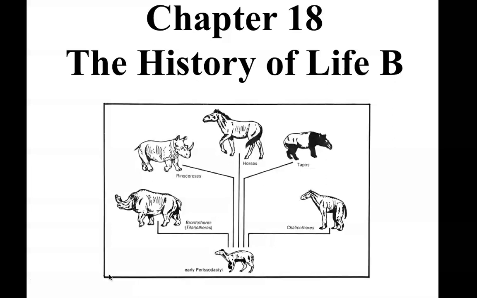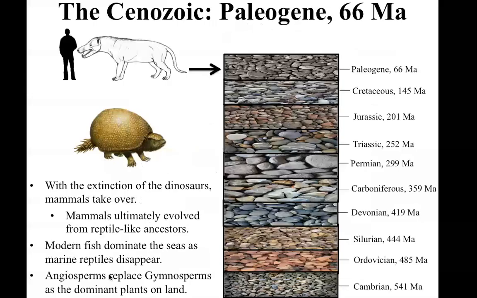Okay, Chapter 18, History of Life, Part B. So we covered the Paleozoic and the Mesozoic eras last time. Now we're going to cover the Cenozoic era. All right, the Cenozoic era was the age of what? Who remembers? Raise your hand. Yeah, you, Jim Bob. That's right, the age of mammals. The Cenozoic is the age of mammals.